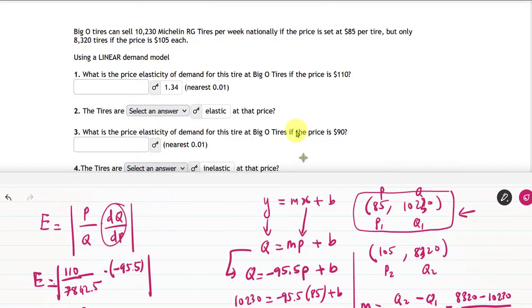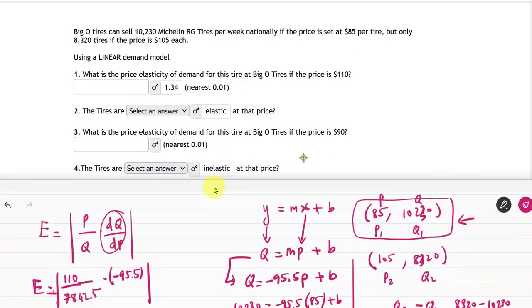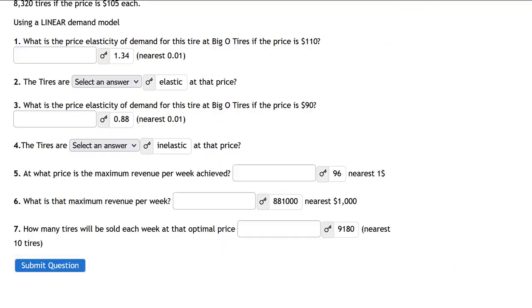So let's check the answer. 0.88. It should be 0.88. It's right here, 0.88, and therefore it is inelastic.